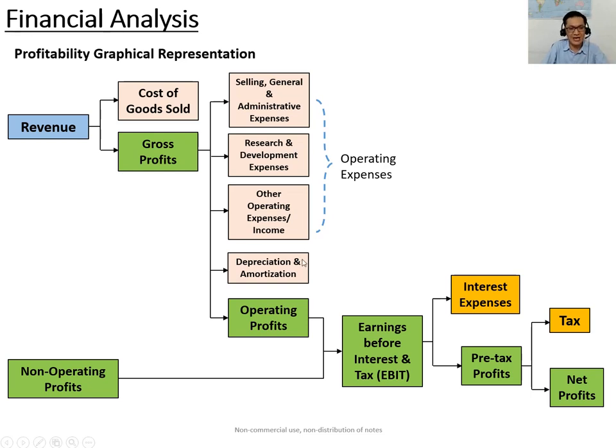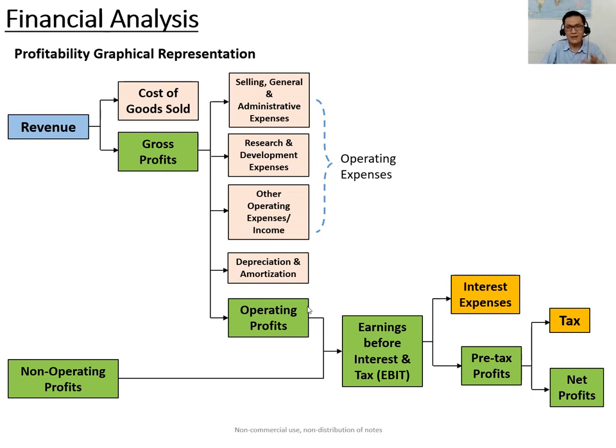Depreciation and amortization expenses are expensing the fixed asset, for example, the property, plant, equipment, and intangible asset over their useful life. Because the company need to buy equipment, need to buy the buildings to operate their business. And that's why the company need to capitalize these expenses over their useful life and record it as expense in the income statement. So what is left is the operating profit.